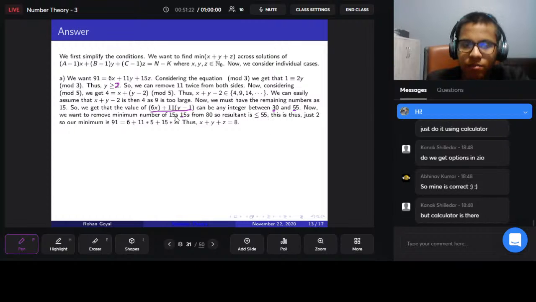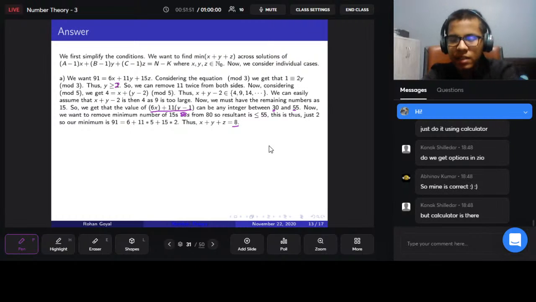So we want to find the minimum number of 15s that we can subtract from 80. So the resultant is less than or equal to 55, which is just 2. So our answer is 91 equals 6 plus 11 into 5 plus 15 into 2. And this is the minimum we can do, which in this case is 1 plus 5 plus 2. So our answer is 8. Is this fine?